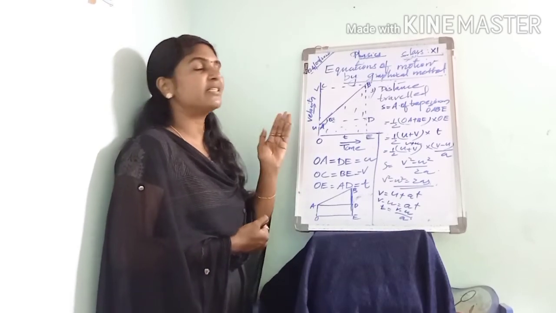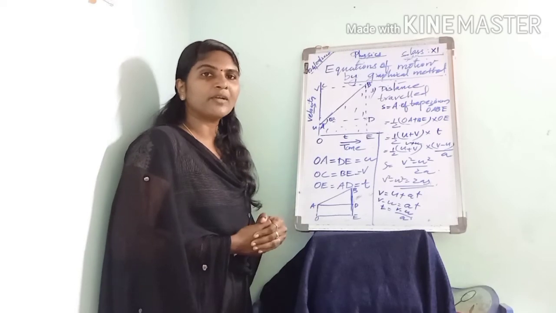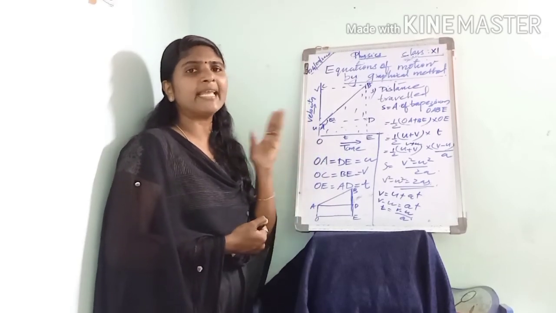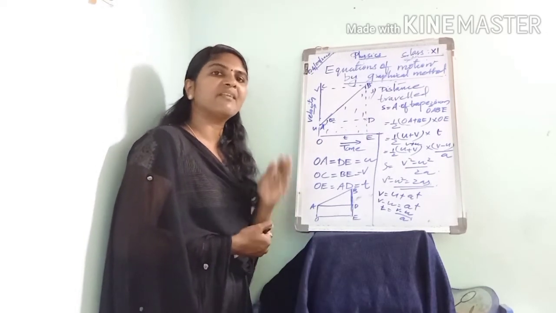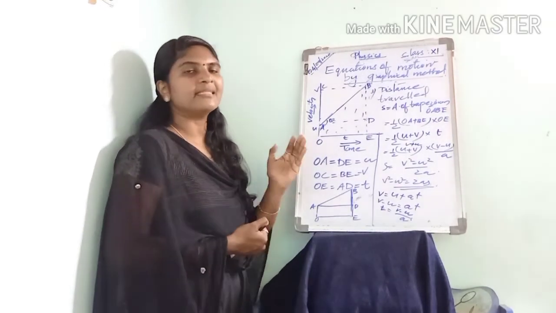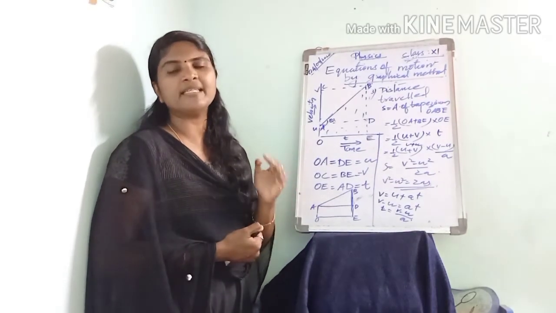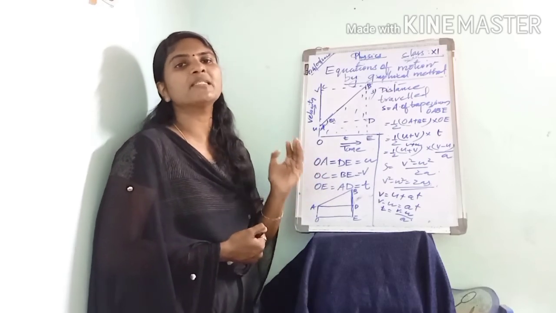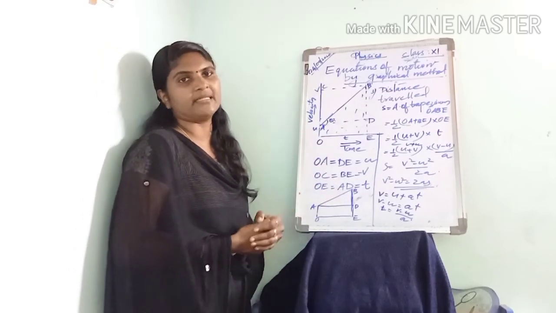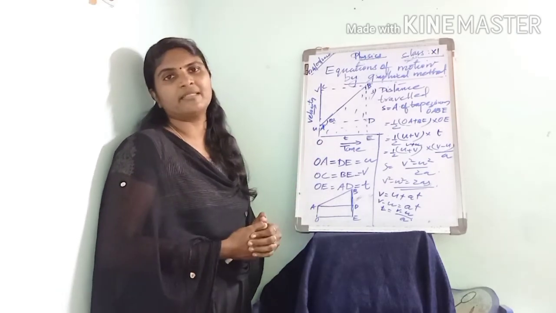Next we studied the equations of motion. This is very important, study well. What are the 3 equations of motion? The first is the velocity time relation, V equal to U plus AT. The second is the position time relation, S equal to UT plus half AT square. And third is the velocity position relation, V square minus U square equal to 2AS. Also, using the velocity time graph we derived the 3 equations.